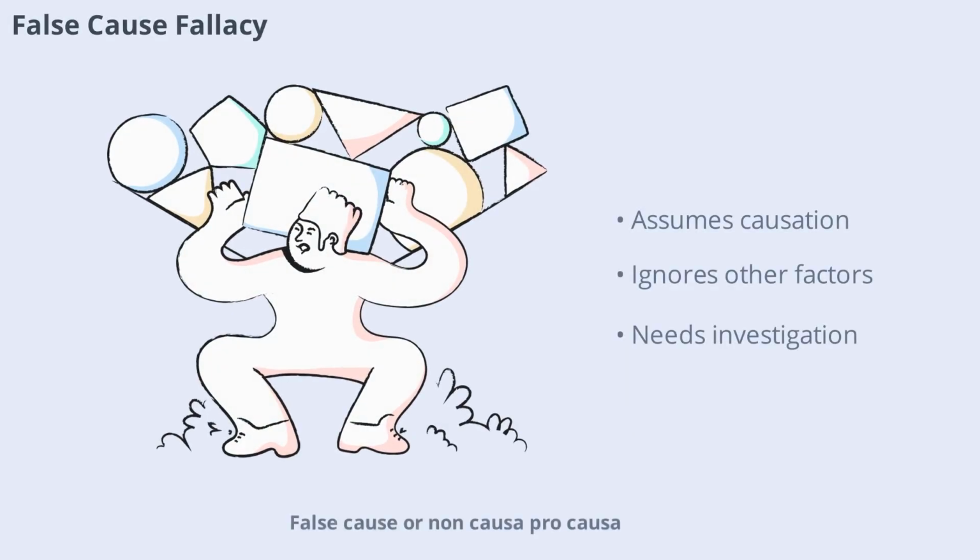False cause, or non causa pro causa, is when someone assumes a relationship between two things means one caused the other. For example, crime rates dropped after a new mayor took office, so the mayor caused the drop. There may be other factors involved. It's important to investigate all possible causes before making conclusions about relationships.